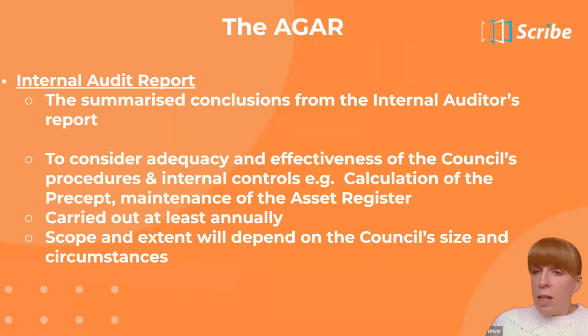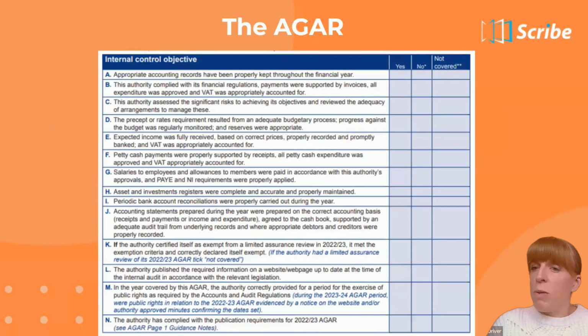Then we've got the internal audit report. As we talked about, you will need your internal auditor to come in, review, and write the report, so the summarised conclusions from the internal audit report can then be used to complete this section. So at the very least, your internal auditor needs to come in and review to a level that allows yes, no answers to these internal control objectives.